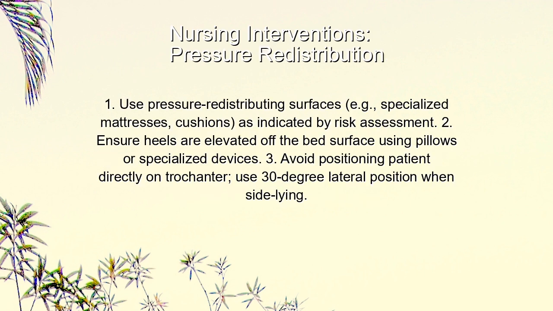Nursing interventions. Pressure redistribution. 1. Use pressure redistributing surfaces, for example specialized mattresses, cushions, as indicated by risk assessment. 2. Ensure heels are elevated off the bed surface using pillows or specialized devices. 3. Avoid positioning patient directly on the trochanter, use a 30-degree lateral position when side-lying.